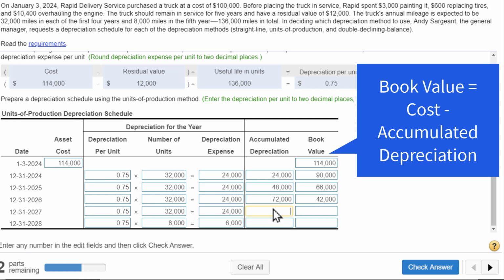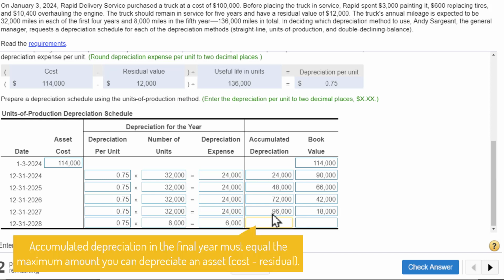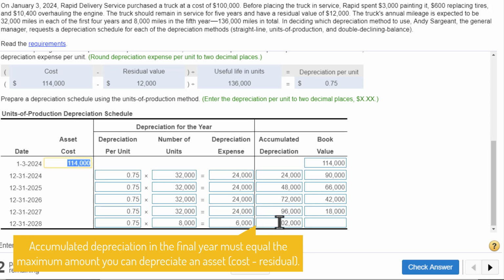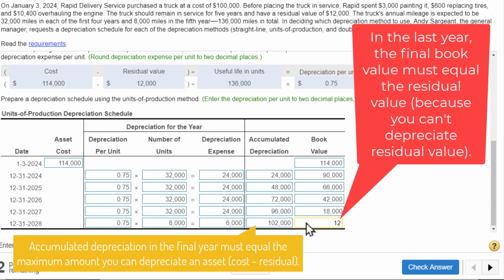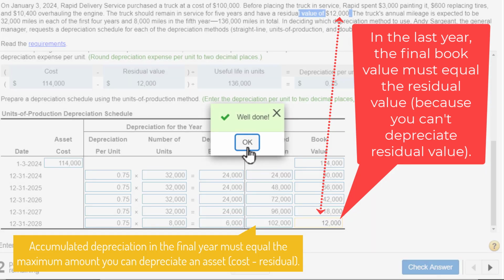The next year, second to last year, accumulated depreciation is the prior depreciation plus this year's depreciation, which gives us 96,000. The book value, asset cost minus accumulated depreciation, 18,000. Now you're kind of seeing why they use Excel to do this. And then last year, we've got accumulated depreciation of 96 plus 6, which gives us 102,000. The book value is the cost, 114 minus 102, which gives us 12,000, which should be the same as that residual value, and it is. Well done.